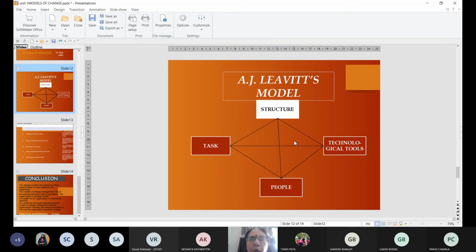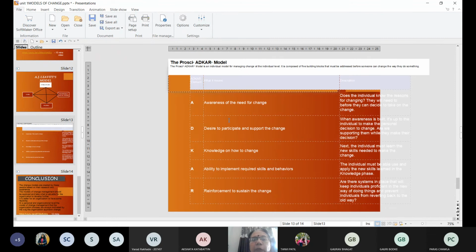So these are the 4 models which we have to study according to our syllabus. There is one important model which has not been mentioned in the syllabus, but nevertheless it is important, and that is Prosky's Adkar model. Prosky's Adkar model is very simple and very easy to remember. These are the letters A, D, K, A, R, which you have to remember.